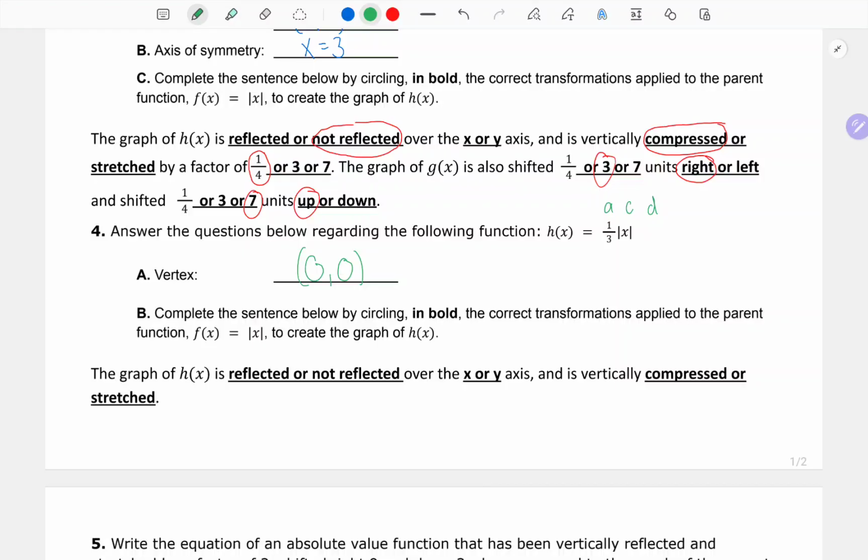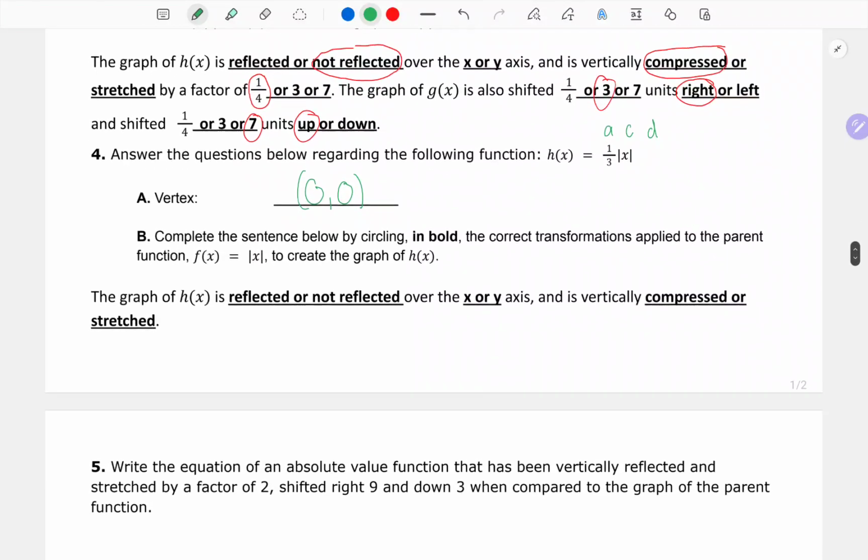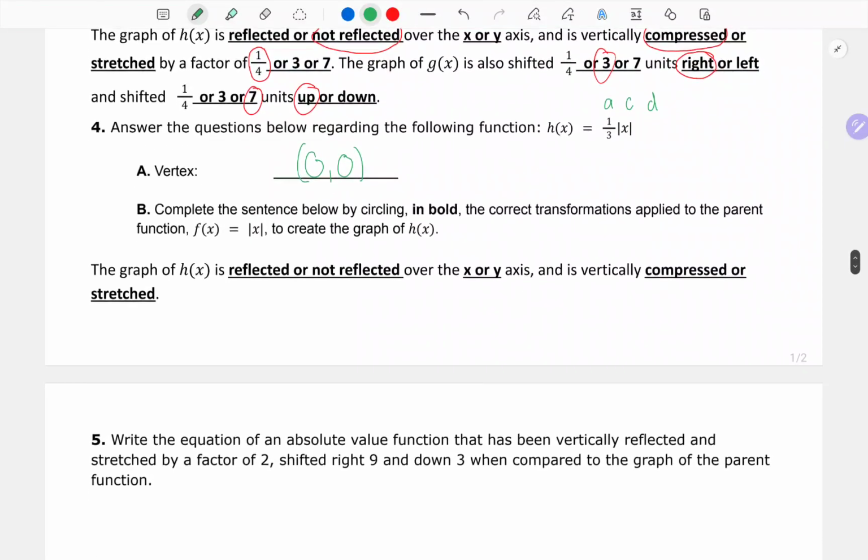Complete the sentence below by circling in bold the correct transformations. Okay, so again, the graph is not reflected because there is no negative over the x or y axis, and vertically a is 1/3, so that is compressed by a factor of 1/3.